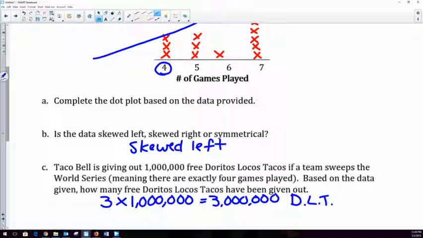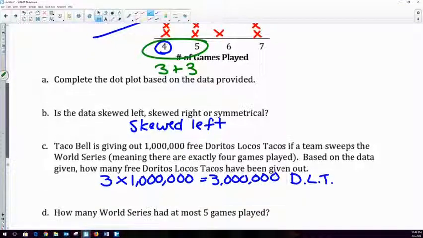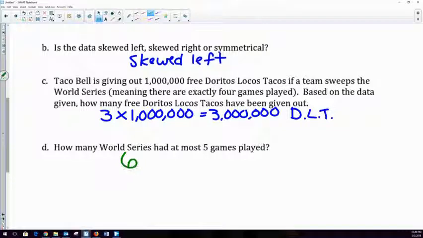And then finally, letter D is saying how many World Series had at most 5 games played. So that means 5 or less. So if we add up both of those columns, we find out that there were 6 World Series that had at most 5 games played.